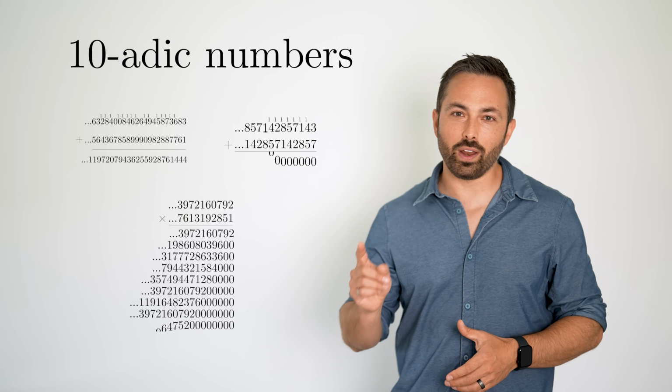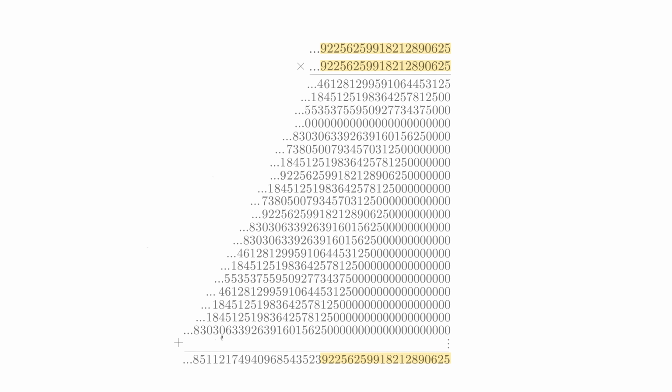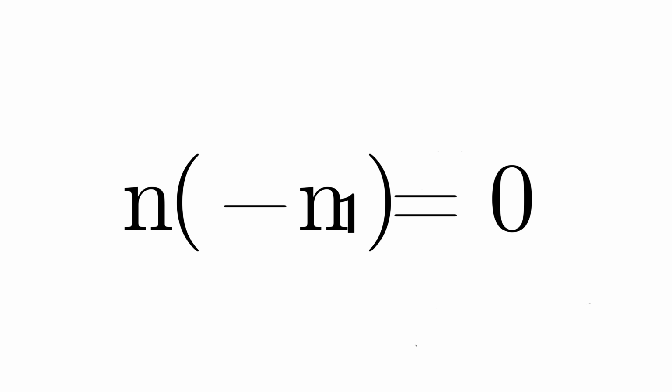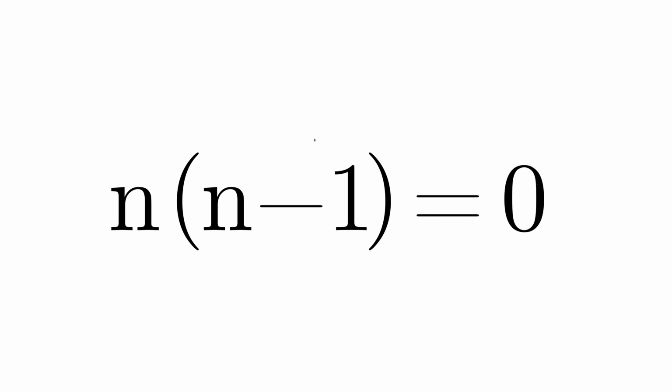There is just one big problem, and you can see it with the first 10-adic number we found. Remember, if you multiply this number by itself, you get back that same number. This number is its own square. And that's a problem, which you can see if we move the n to the left-hand side and factor it. Well, then we have n times n minus 1 equals 0.